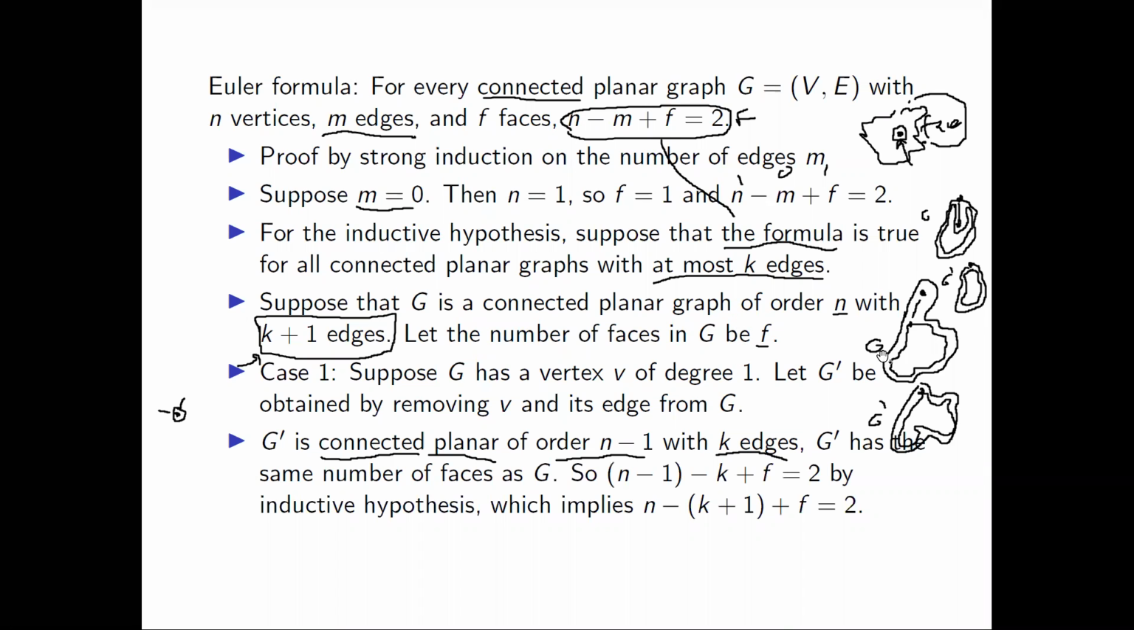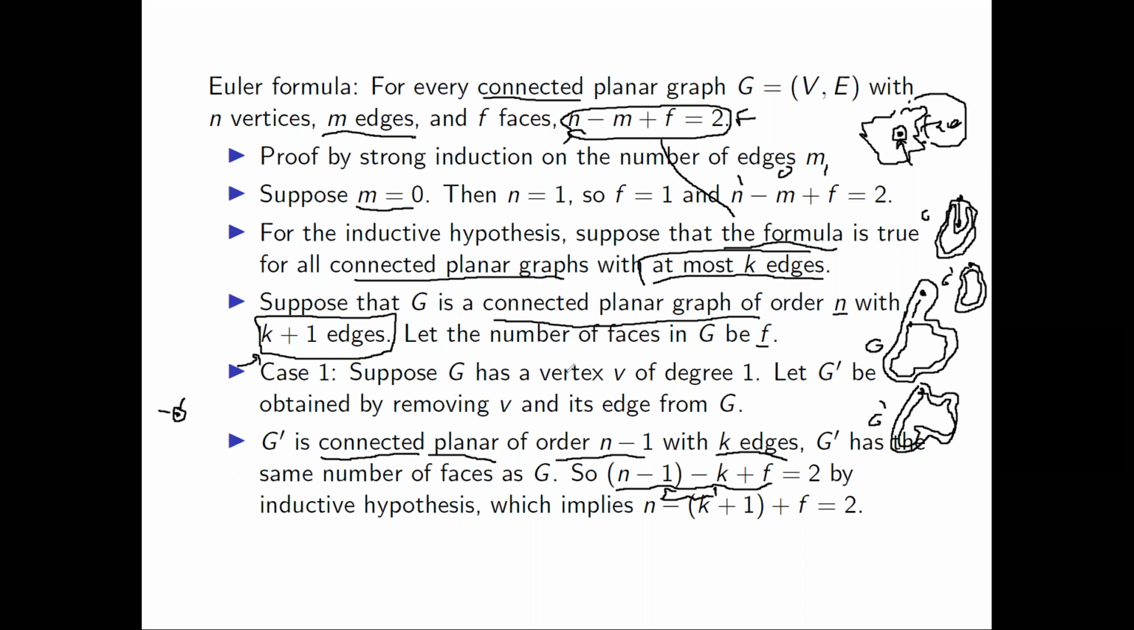So we can use our inductive hypothesis on G prime because it has k edges, and our inductive hypothesis applies to any connected planar graphs with at most k edges. The inductive hypothesis was that the formula is true: the order minus the number of edges plus the number of faces has to equal 2. So n minus 1, the order, minus the number of edges, k, plus the number of faces, still f, has to equal 2. We can rearrange things. We can take the 1 and the k and group them together as k plus 1. We write that as n minus quantity k plus 1, and then plus f equals 2. And that's exactly what we wanted. So we showed the formula is true for G.